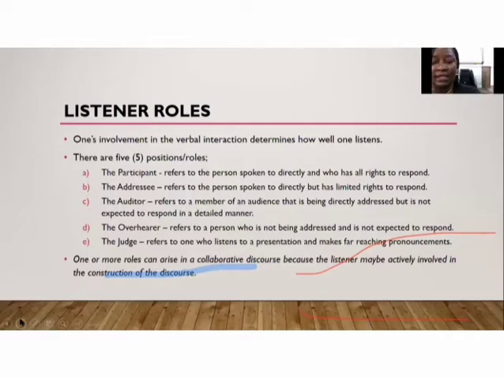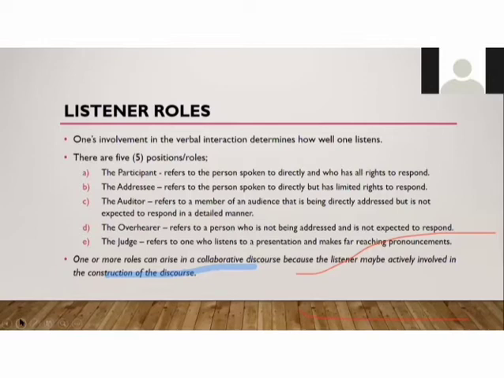The second role or position is that of the addressee, and this refers to the person spoken to directly but has limited rights to respond. So let's look at an example where the lecturer is in class and is addressing the student and maybe asks the student a question and the person responds. It's a limited right. You just give the answer that is needed and you don't go on talking with each other back and forth.